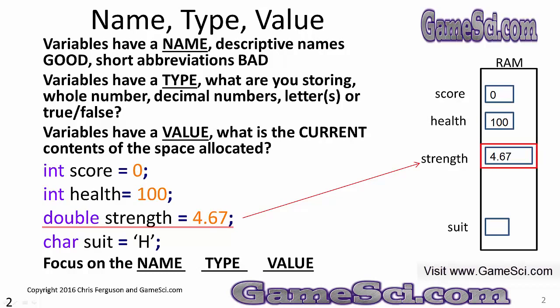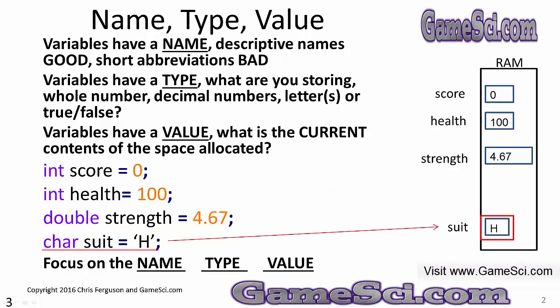We're going to declare this variable to be a double. So you can see the type of this variable is double. We expect it to have a decimal point. The name of this variable is strength, the strength of the player as the game progresses. High strength is good. Low strength, of course, is bad. And then the initial value, 4.67. Don't ask me why. I just wanted a number with a decimal point.